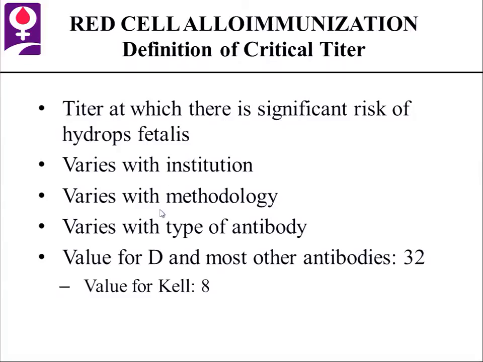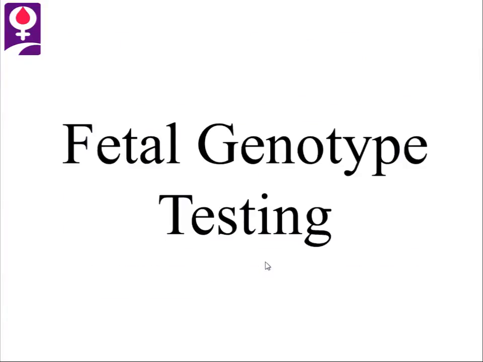It varies again with institution and methodology and the type of antibody. Most centers will use a threshold of 32 for anti-D. We use a lower threshold of 8 for KEL for a critical titer. We know that KEL attacks the fetus differently than D. It seems to suppress the bone marrow in addition to causing sequestration of red cells. So that's why we use a lower titer for KEL.